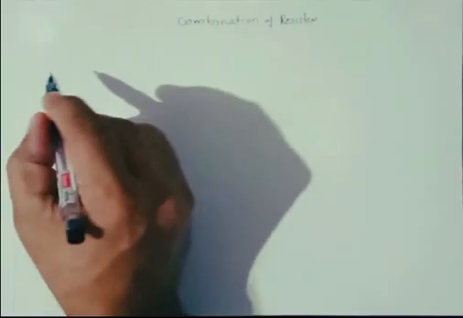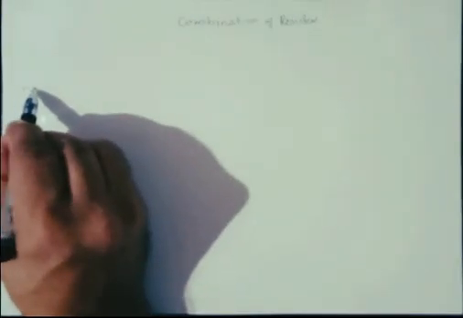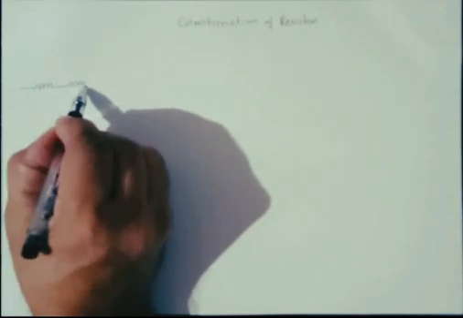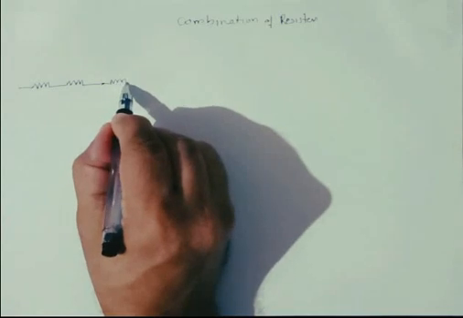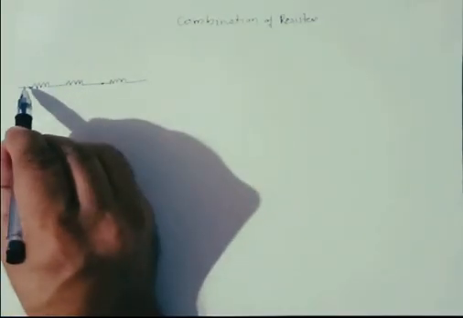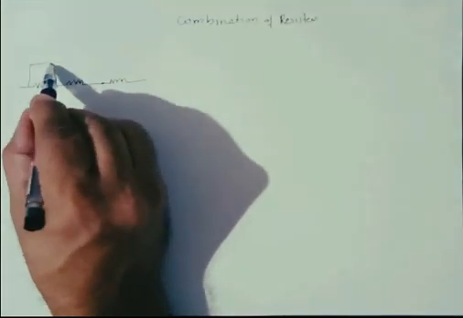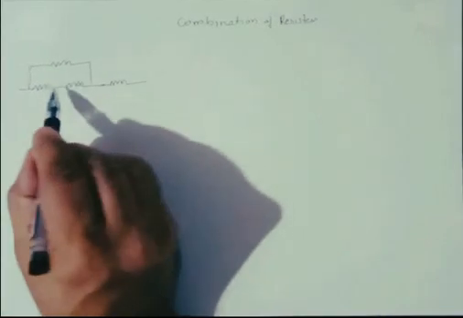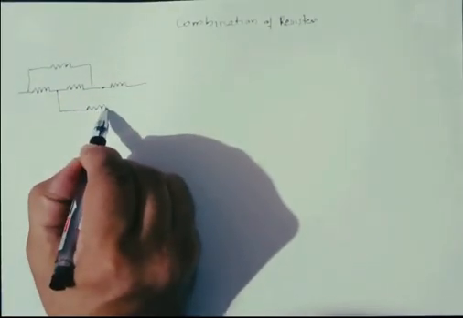So let's have a circuit. Here we have a circuit with 5 resistors connected together like this. Here we have 3. Now we connect another resistance across here. Here we have a resistor and one more resistor connected in here. Alright, this is it.